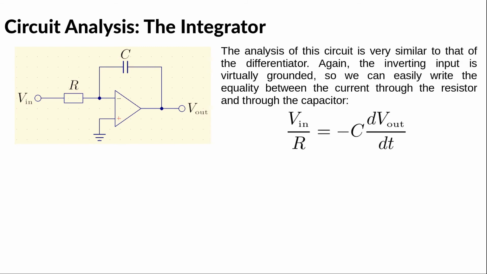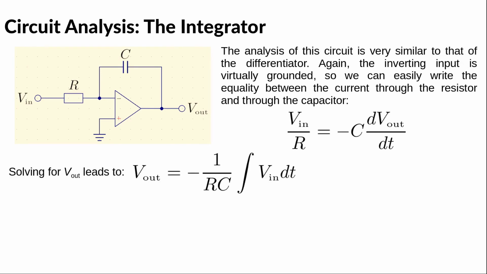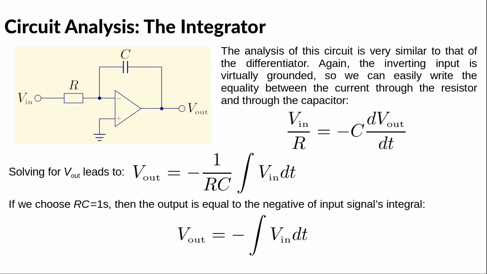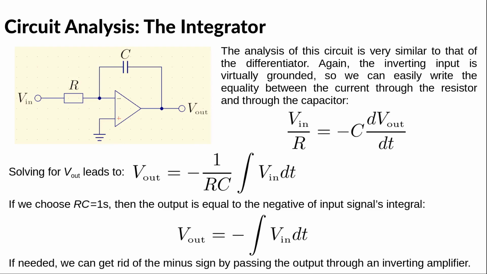Having discussed differentiating a signal, it is natural to wonder whether the reverse operation is possible. This is what this circuit does. The analysis is very similar to the previous circuit, only the resistor and the capacitor have been exchanged. As before, we start by writing the equality between the current through the resistor and the current through the capacitor, which we solve for Vout. If we choose an RC constant of 1 second, then the output becomes equal to the negative of the input signal's integral. As before, if the minus sign poses any problem, we can always pass the output through an inverting amplifier to get rid of it.